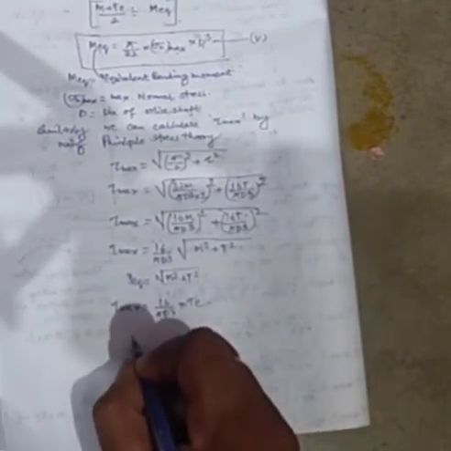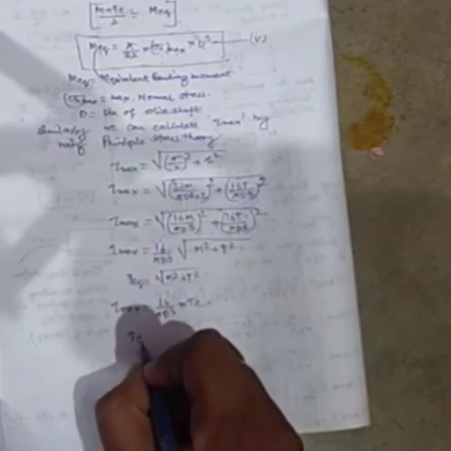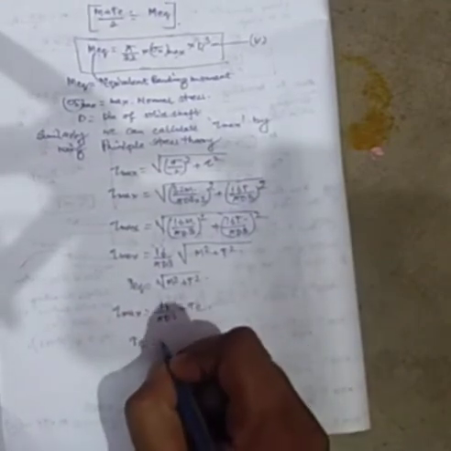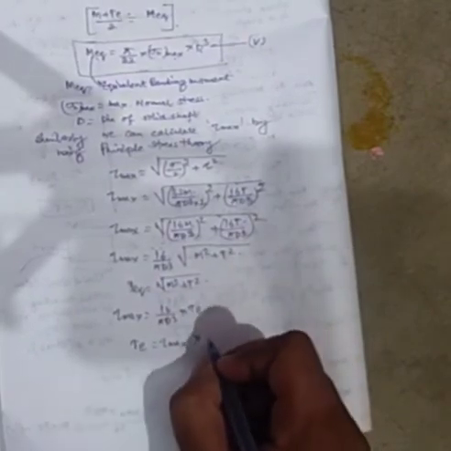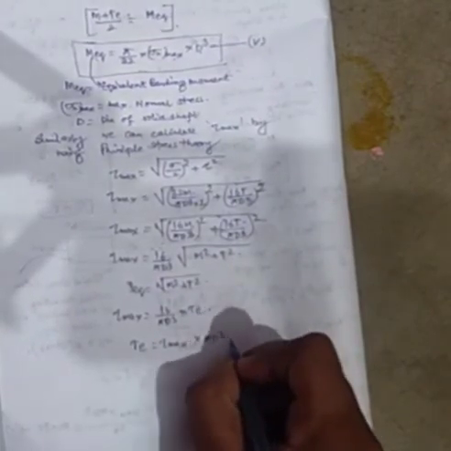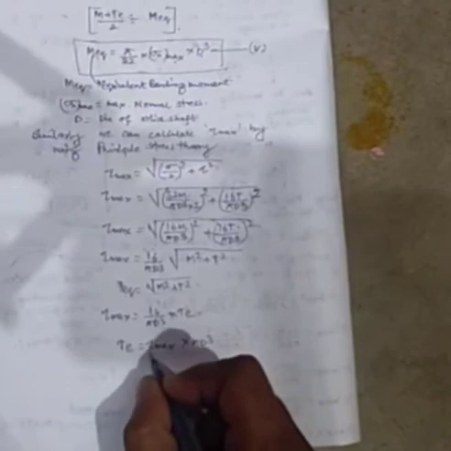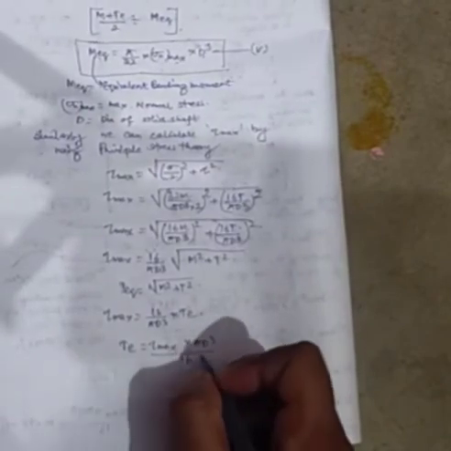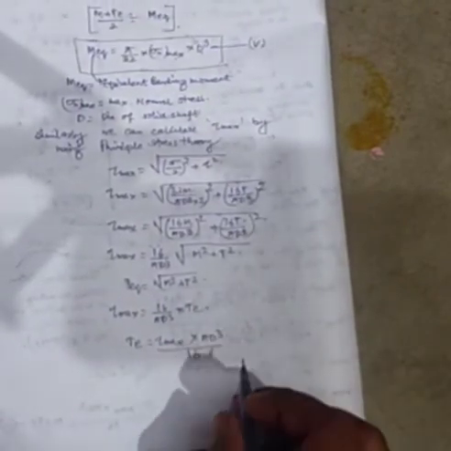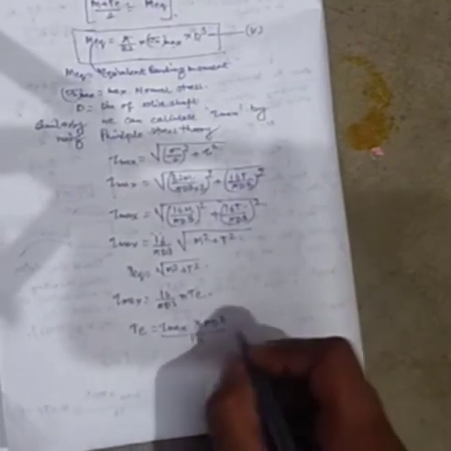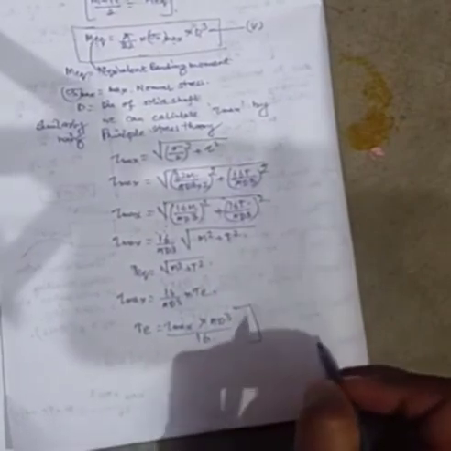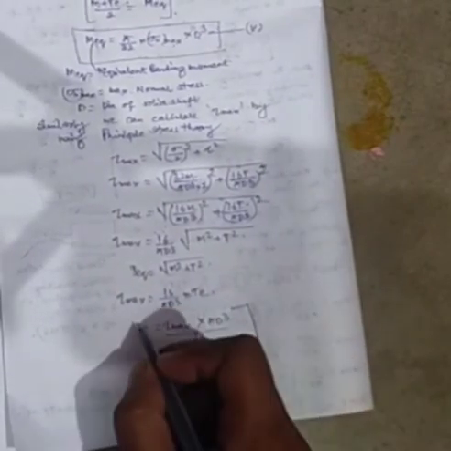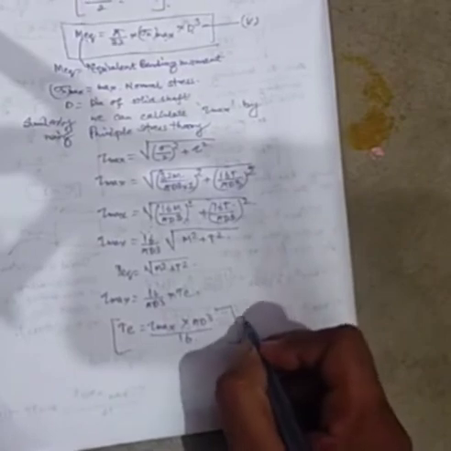So then Te equals tau max into pi d cube upon 16. This will be the formula for solid shaft.